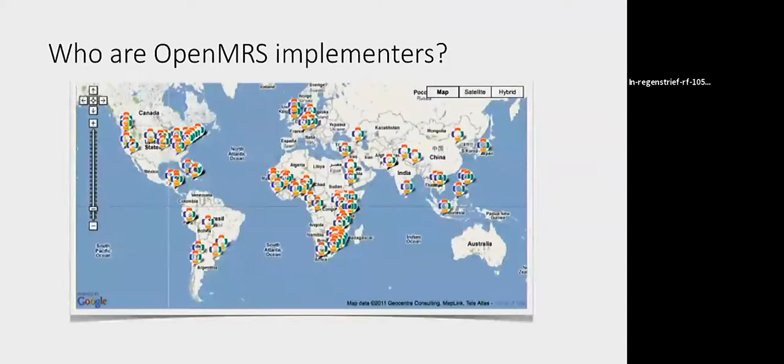A little bit about who OpenMRS implementers are. You know, we love to show this map. OpenMRS is used all over the world. I think it's in more than 50 countries. But, you know, what does that mean? Is really every implementation the same? Even within a country, is everything the same? So there's lots of variations across implementing organizations.